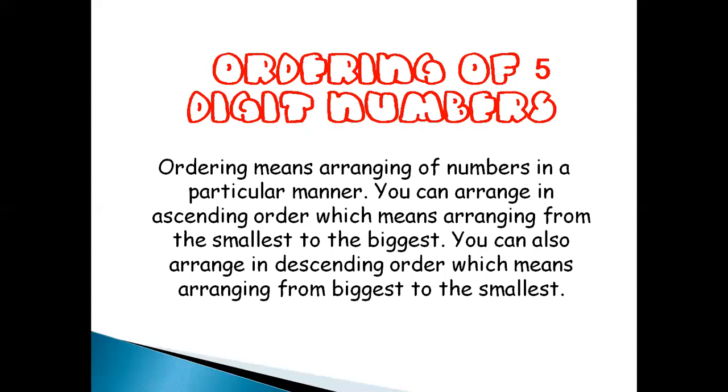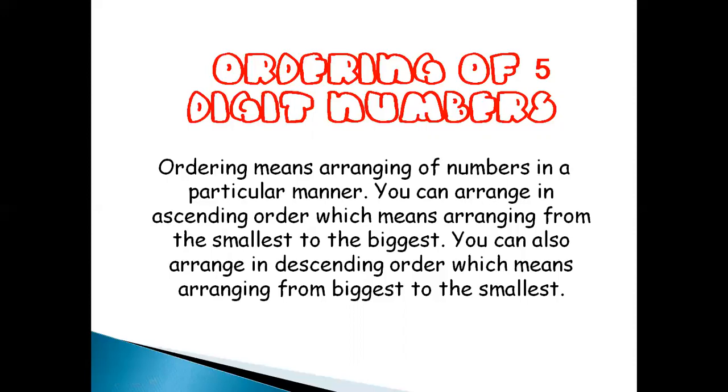So you can actually arrange in ascending order. If I'm arranging in ascending order, that means I'm arranging from the smallest to the biggest. And I can also arrange in descending order, which means arranging from the biggest to the smallest. So bear it at the back of your mind that ordering means arranging of numbers in a particular way. If your question says in ascending order, you are arranging from the smallest to the biggest. But if your question says in descending order, you are arranging from the biggest to the smallest.